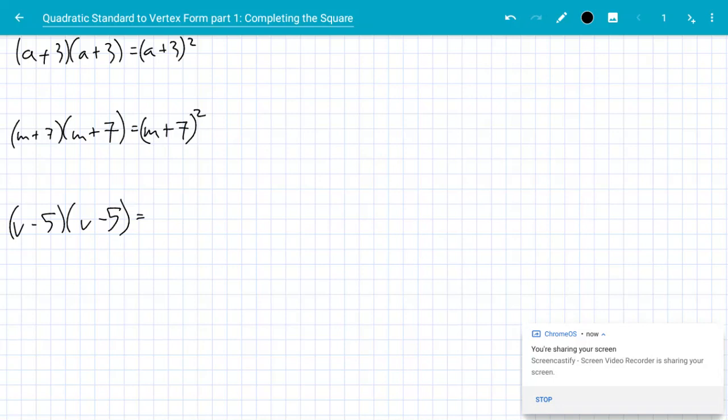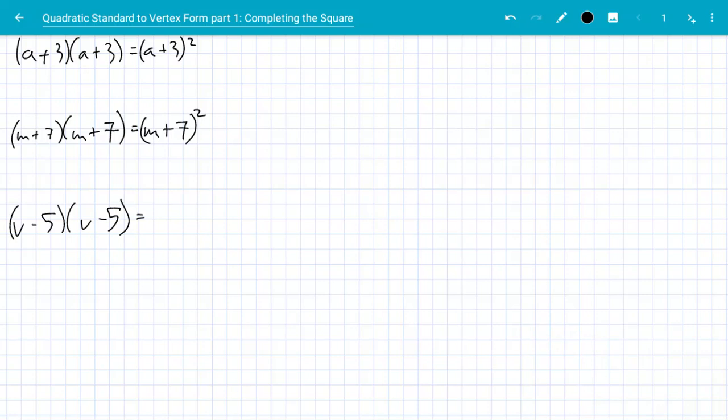Hello and welcome back. We're looking at taking standard form quadratics and turning them to vertex form. This is going to be a multi-video lesson. So for this first one, we're just going to multiply a few binomials. In the first case, a plus 3 times a plus 3 also can be written as a plus 3 quantity squared. I'm going to show it using what I call the box method.